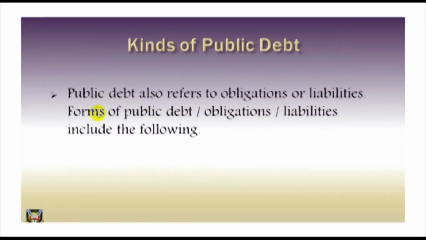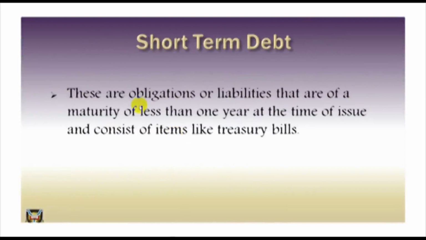Kinds of public debt. Public debt also refers to obligations or liabilities. Forms of public debt, obligations or liabilities, include the following. A. Short-term debt. These are obligations or liabilities that are of a maturity of less than a year at the time of issue and consist of items like treasury bills.